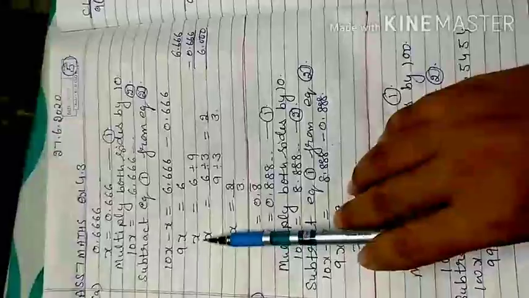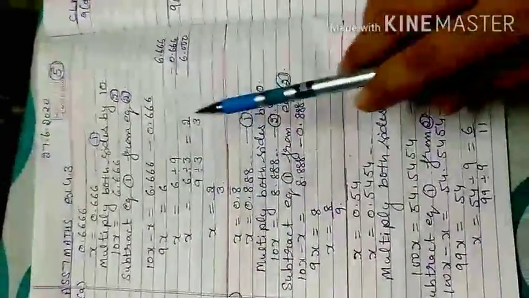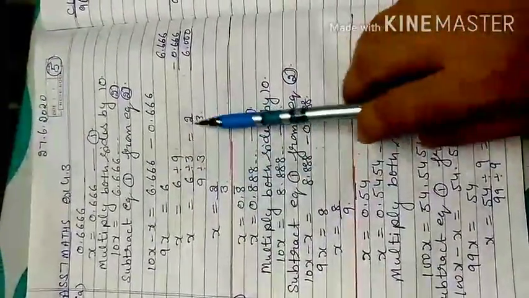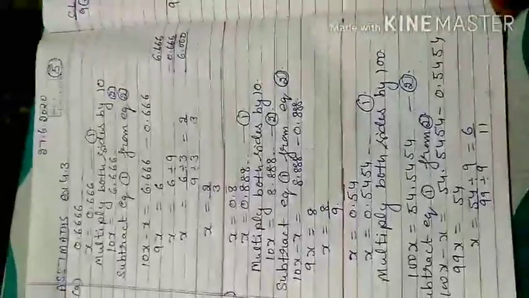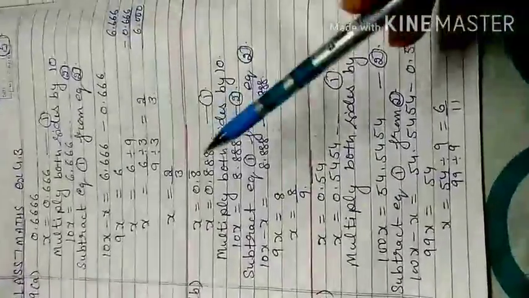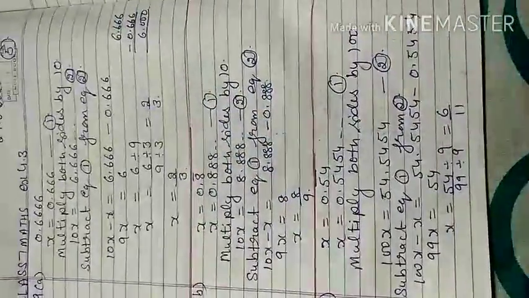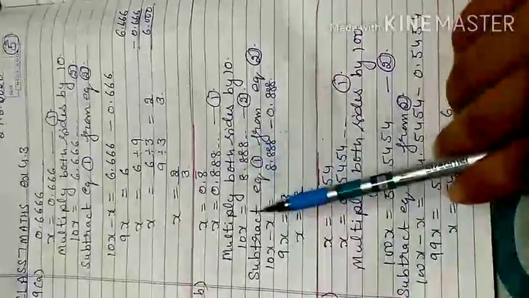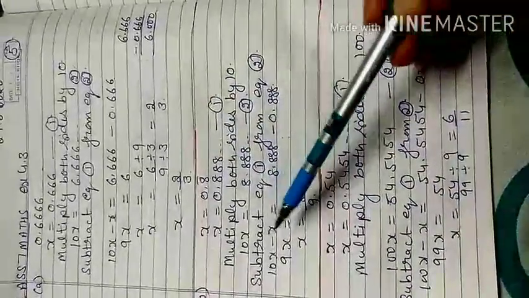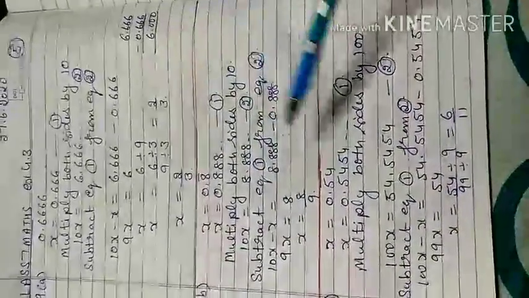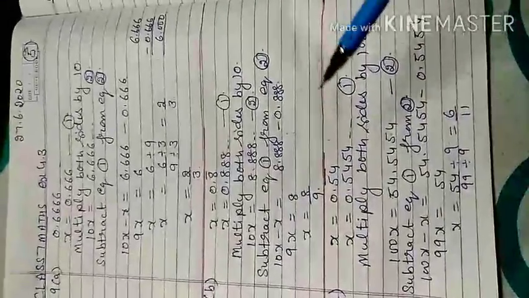So we write only 6. Then x is equal to 6 divided by 9 gives me 2 by 3, because the HCF of 6 and 9 is 3. Similarly, your B part, 0.8, only 8 is repeated, so multiply by 10 first, then subtract left side with left side and right side with right side. That gives me x is equal to 8 upon 9.